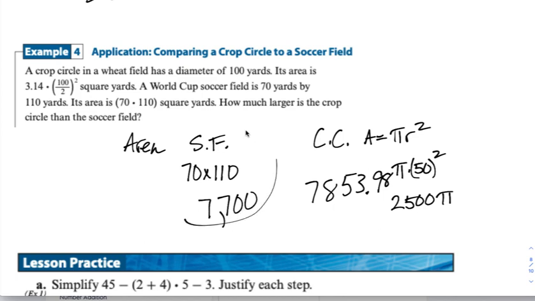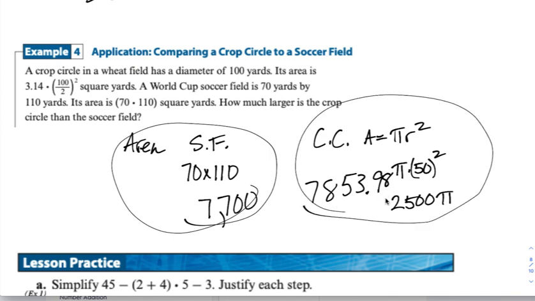And so when I actually get an approximate value here, when I multiply these together, I get 7,700 for the area of the soccer field and 7,853.98 for the area of the crop circle. And so in this way, by calculating carefully, using my exponents first and going through, I get two values that give me a good idea that the crop circle is larger, and the amount larger it is is just a subtraction problem, where I'm going to subtract 7,700 from this, which is going to give me, I'm sorry for being lazy, I'm just going to write it down.